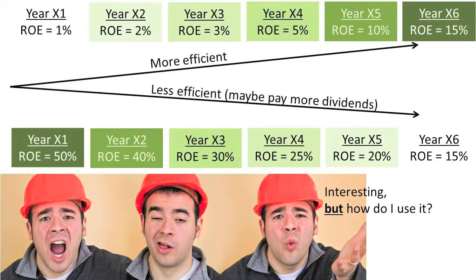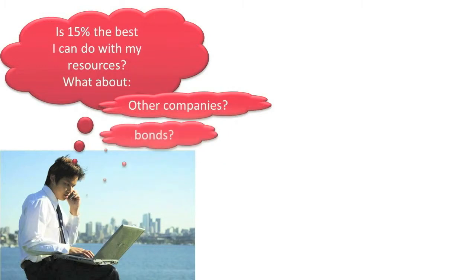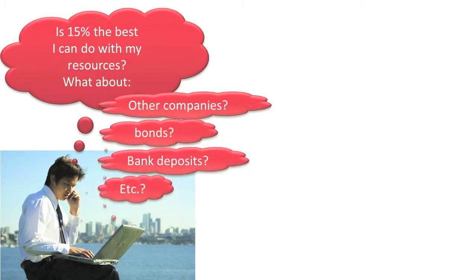And maybe management should pay the company's earnings out to investors in the form of dividends, because maybe the investors could achieve a better rate of return on their resources without management's help. In addition, investors often compare a company's ROE to the rate of return they believe they can achieve elsewhere, using investments in other companies, investments in bonds, or even investments in bank deposits, etc.